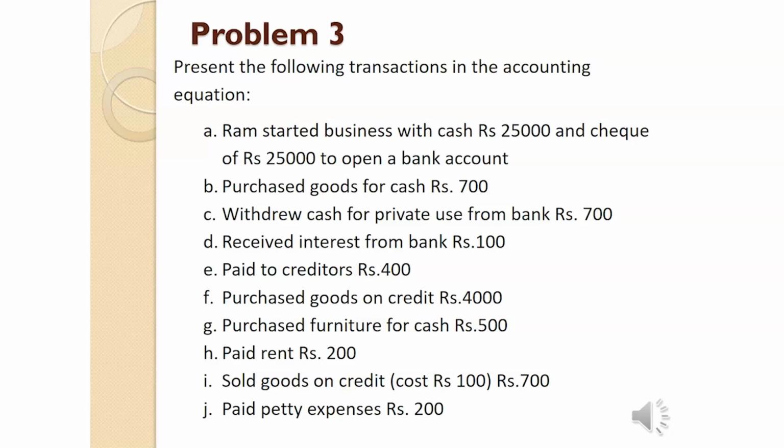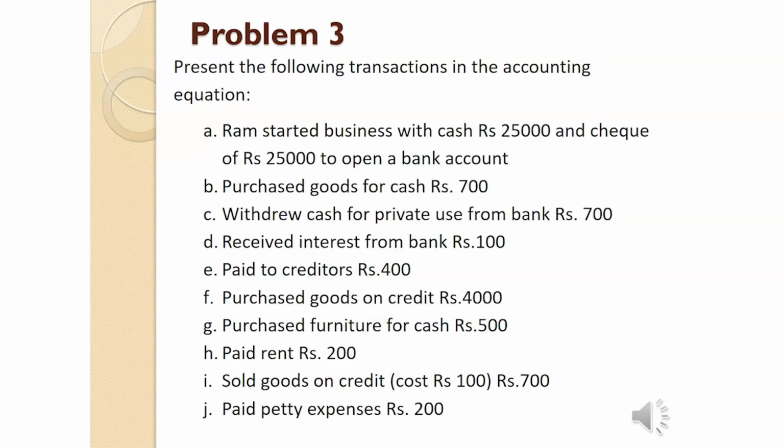The next one is receive interest from bank rupees 100. Pay to creditors rupees 400. Purchase goods on credit rupees 4,000. Purchased furniture for cash rupees 500. Paid rent rupees 200. Sold goods on credit rupees 700, but the cost price is rupees 100. Paid petty expenses rupees 200.